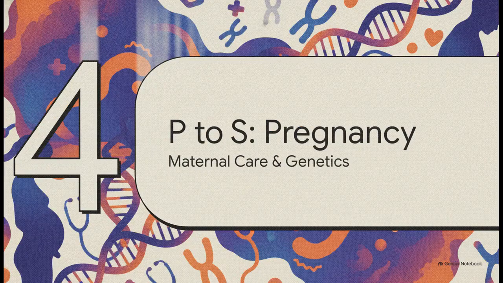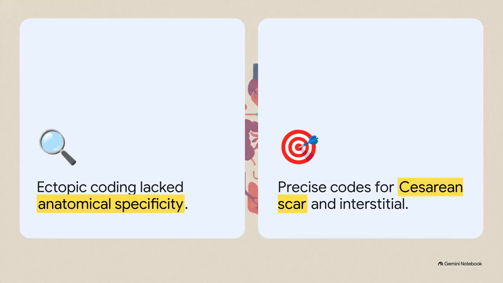Okay, let's keep this momentum going. Section 4, P to S, Pregnancy and Syndromes. Let's take a look at ectopic pregnancies. Historically, the coding here was, let's be honest, pretty broad. It often lacked the anatomical specificity that surgeons were actually documenting in the OR. Thankfully, the 2027 targeted coding solves this beautifully. The index now demands surgical-level precision.